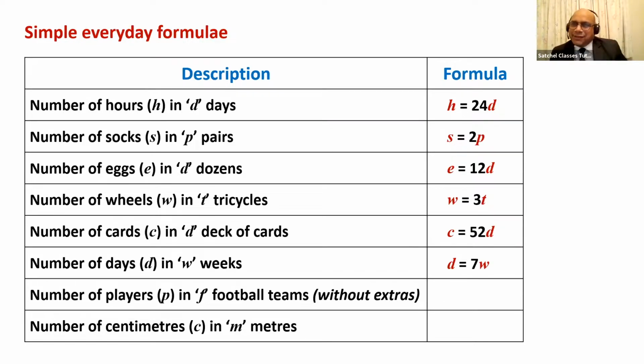You kind of see the pattern now, right? Number of players P in F football teams without any extras. Each team has 11 players. So F teams would have 11F, right? And the number of players is given by the letter P. So P equals 11F. Finally, how many centimeters in M meters? Do you know how many centimeters each meter has? Each meter has 100 centimeters. So M meters would have 100M, and that's given by the letter C. So C equals 100M. Okay, that should be 100M.